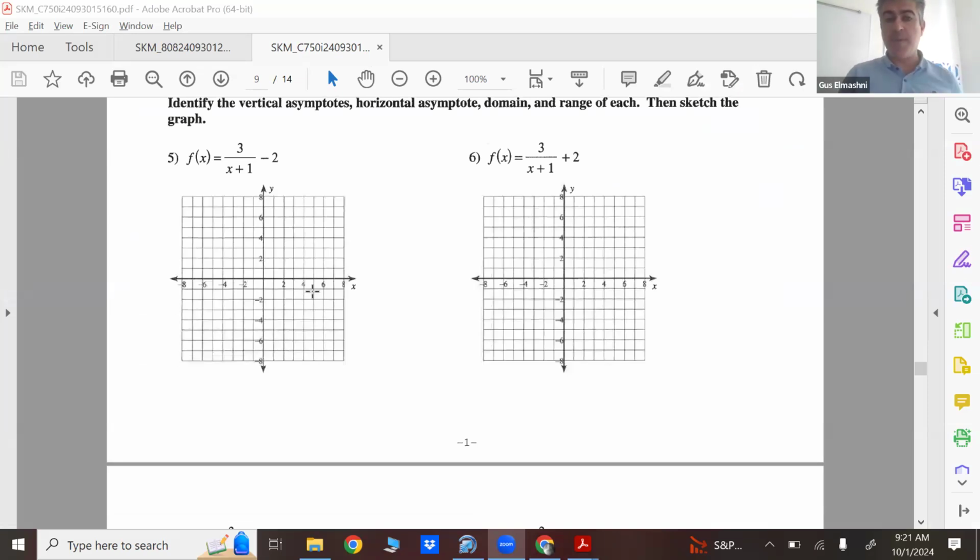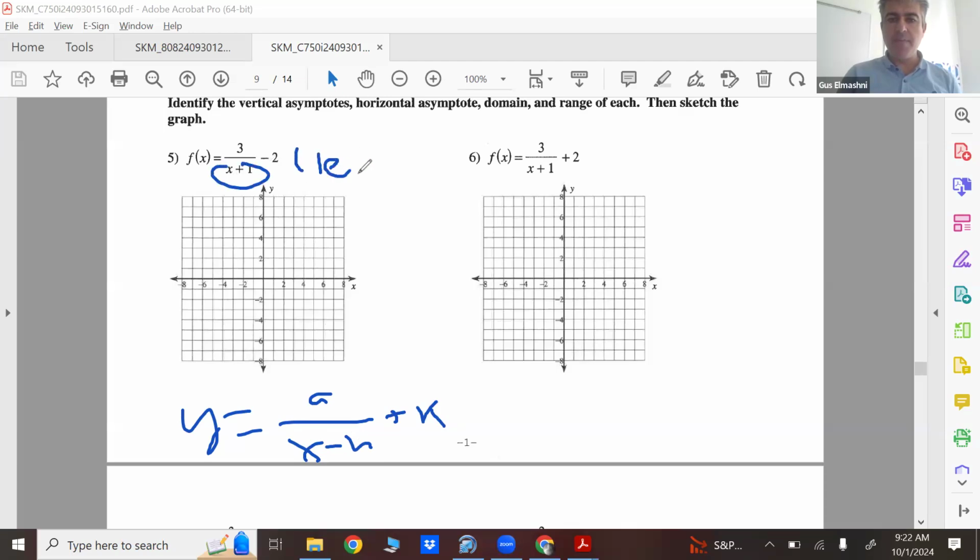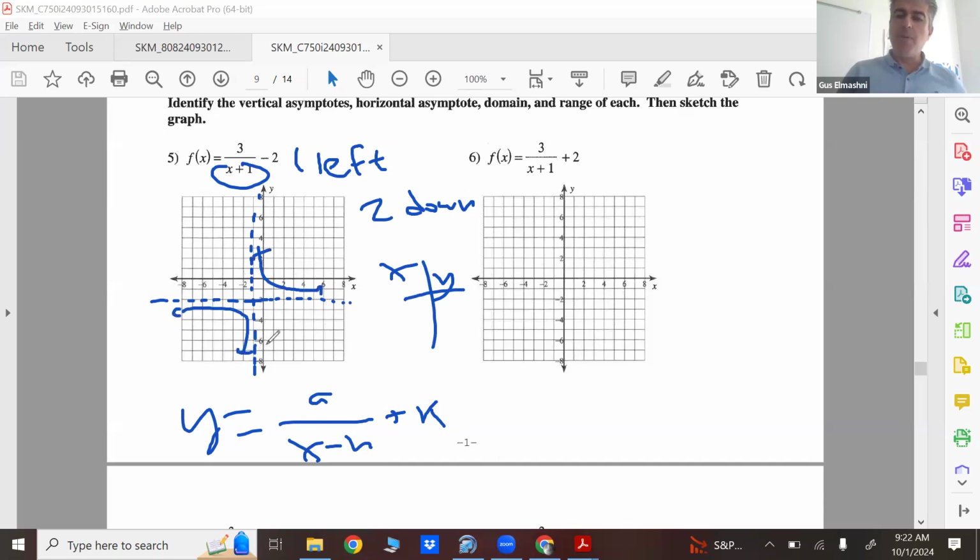Let's look at number 5, for example. If I compare this to the general form I just told you about, that +1 means I have to go 1 left, and that -2 means I have to go 2 down. So I'm going to have a vertical asymptote at -1 and a horizontal asymptote at -2. If I make a quick table and plot points, I'm doing it sloppily, but I know the graph's going to look like this based upon the shifts the graph is experiencing.